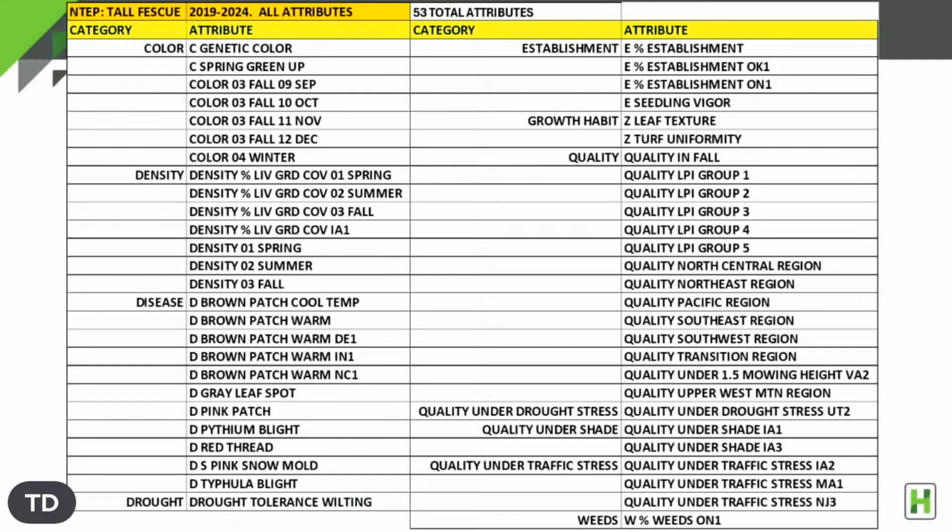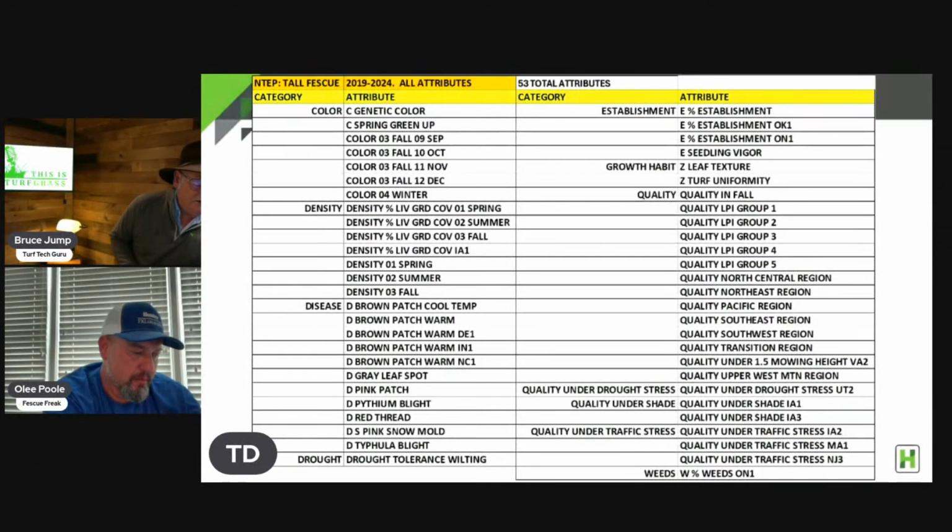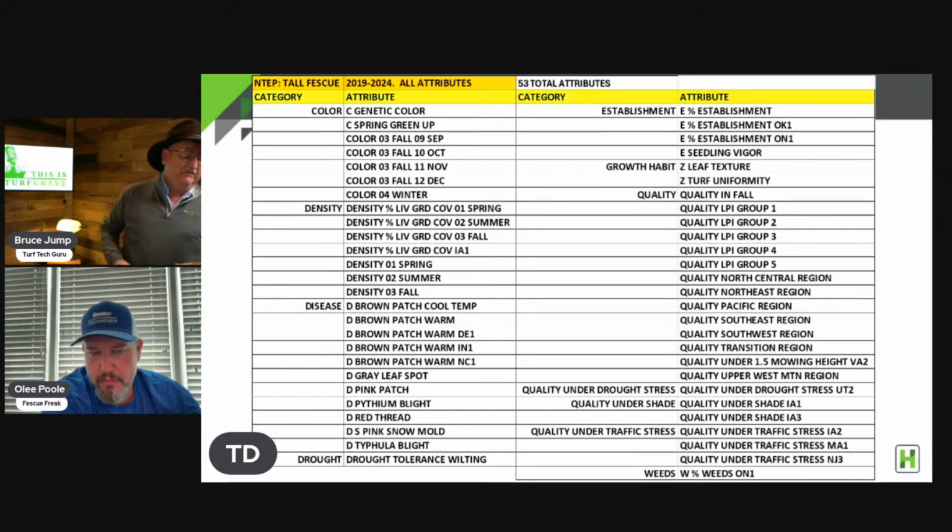Then establishment, like seedling vigor. We want our seeds to germinate and establish quickly. So they got establishment trials, leaf texture, turf uniformity. And then look at all the quality. Quality in the fall, these LPI, local performance index groups, 1 through 5. Then you got your regional groups, the North Central, Northeast Pacific, and so on and so forth. Mowing heights, you got those, drought stress, shade, traffic, and then percent weeds. So those are all the attributes. I think I counted about 54.